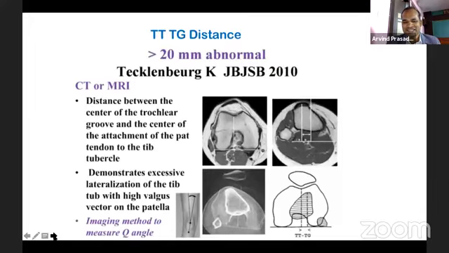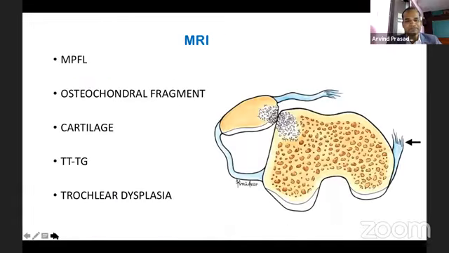About this TTTG distance, usually it should be less than 20 millimeters. Anything more than 20 millimeters is taken as abnormal TTTG distance, and there is a surgical indication. Basically, this is the imaging method of measuring the Q angle. So it is the placement of the tibial tuberosity in comparison to the trochlear groove. So when it is more on the lateral side, the Q angle will be more, and this gets depicted with the TTTG distance by CT and MRI.